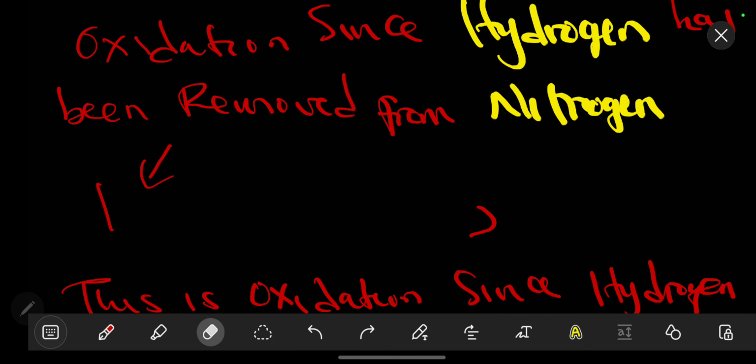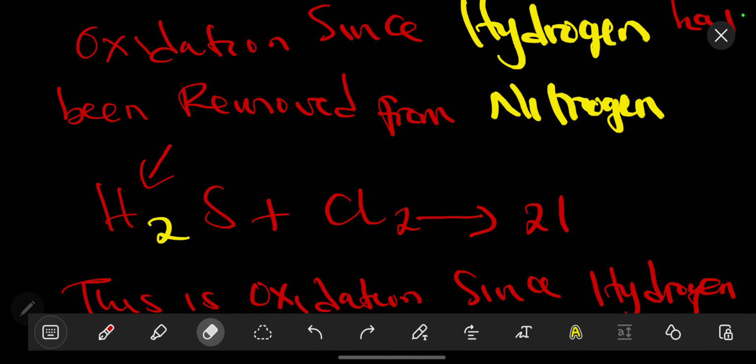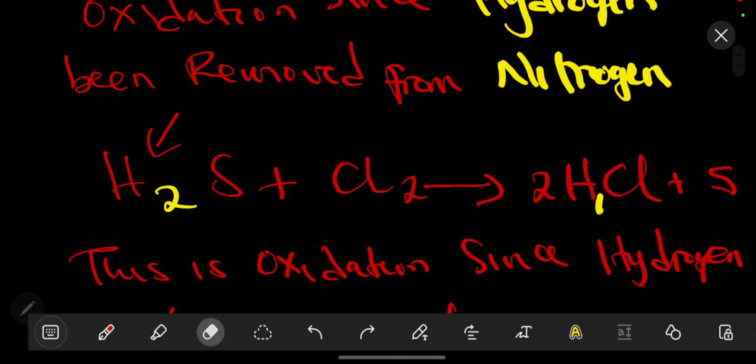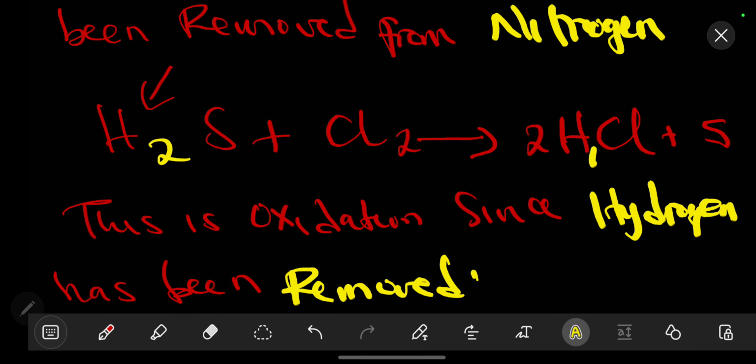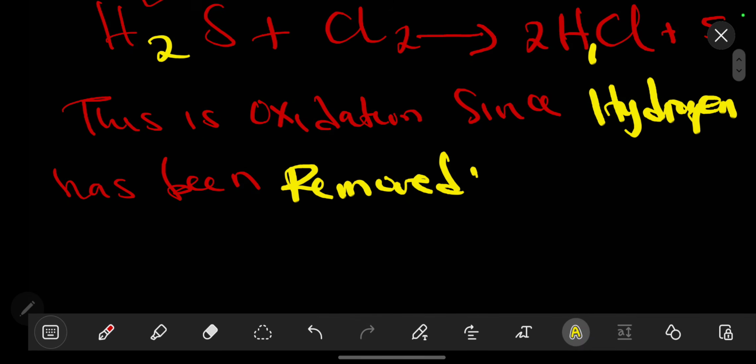Let's take this other equation. Let's say we have this compound. Now this one is oxidation in the sense that we had 2 hydrogens bonded with sulfur. Now we only have 1. So since hydrogen has been removed from this, it means to say that's oxidation. So now this is oxidation since hydrogen has been removed. As long as you remove your hydrogen, it means to say that's oxidation.